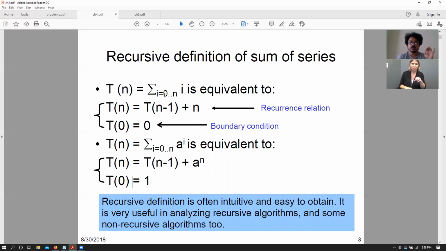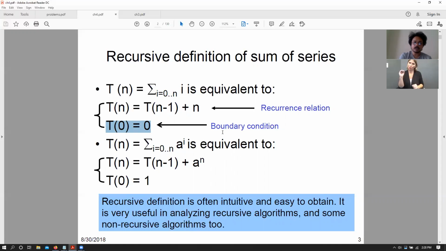If n equals 0, then the summation from i equals 0 to n becomes 0. Right? The summation of this entire thing becomes 0. So T of 0 in this particular equation is going to be T of 0 equals 0. Does that make sense? And the base case changes depending upon the function. It is not always going to be 0, but in this particular situation, it is going to be 0.